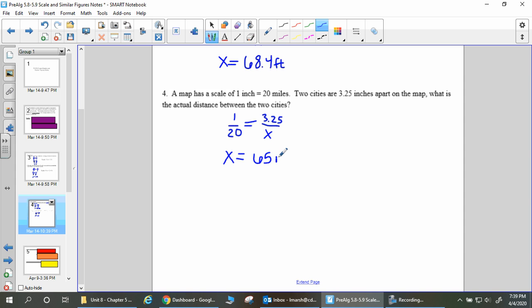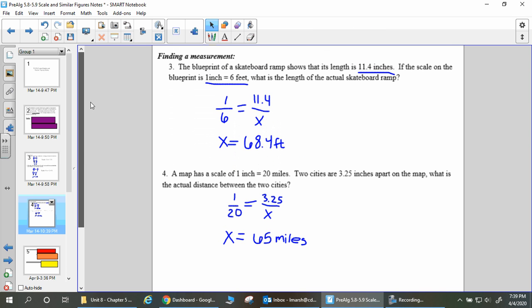And we want to make sure that we label our answer, because these are word problems. So here are 2 examples where you're finding a measurement. In the word problem, they have to give you that scale, and that scale is going to help you set up your first fraction. Just make the second fraction match in terms of what unit is on the top and what unit is on the bottom.